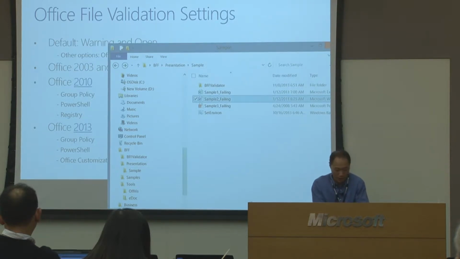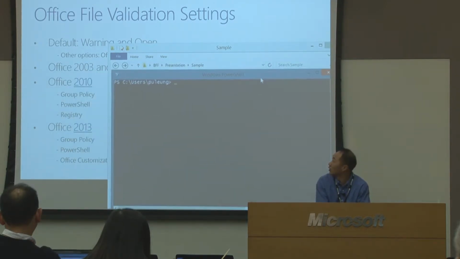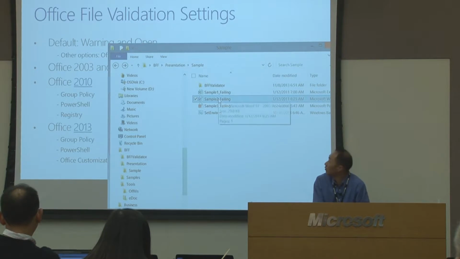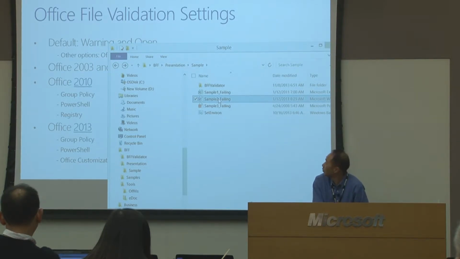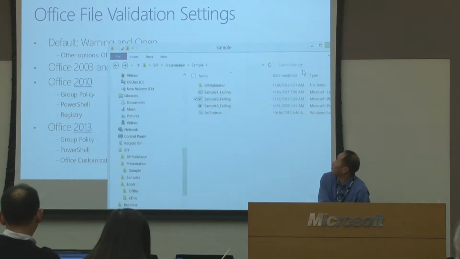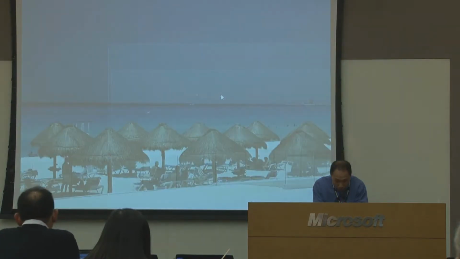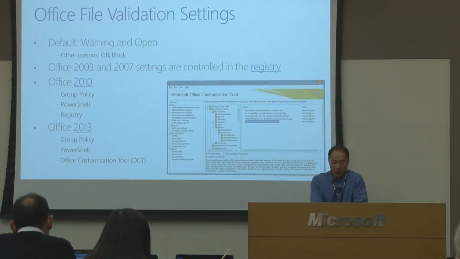If I change the setting using PowerShell, by simply creating an object with the Word application and turning off the setting, the next time I open the file, did this work? The warning is gone. So that's how you can change the behavior of OFV. Well, that's one of the ways to do it.